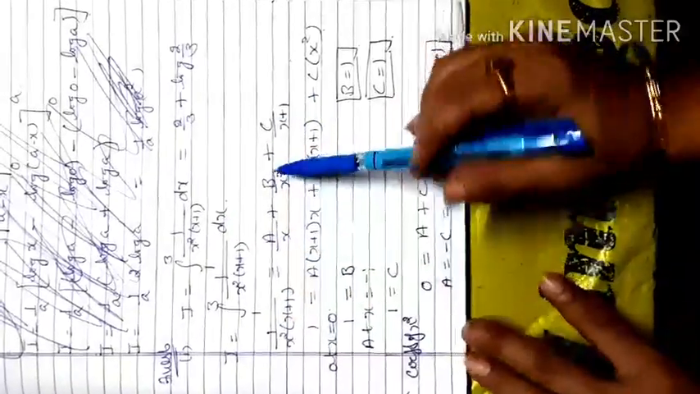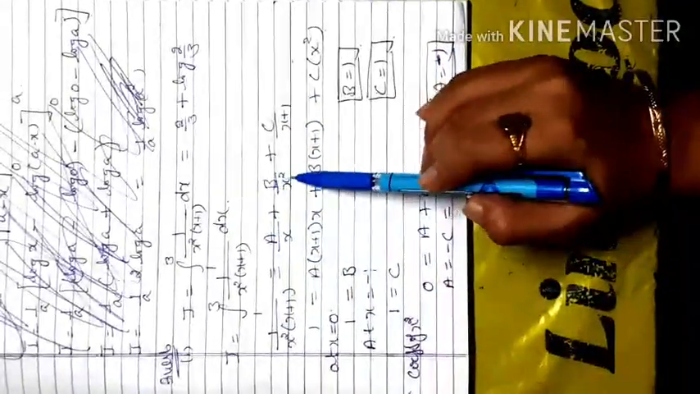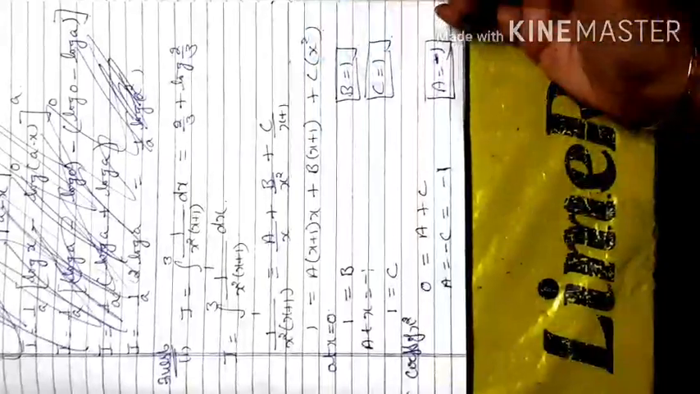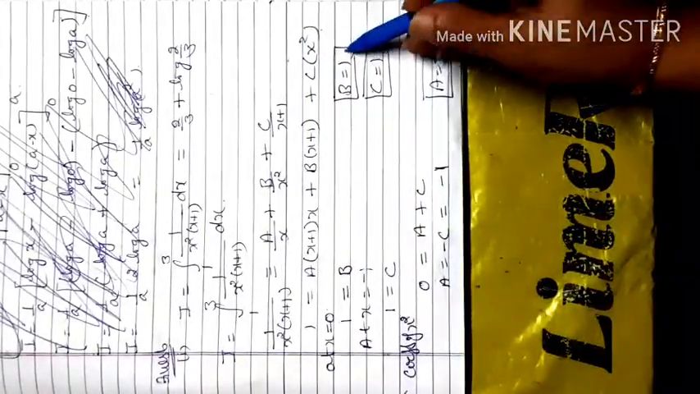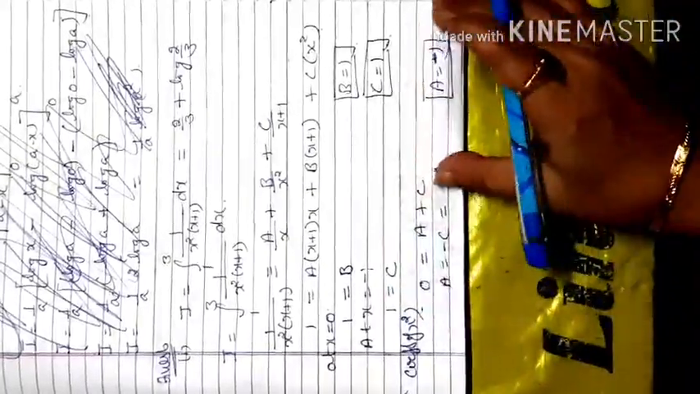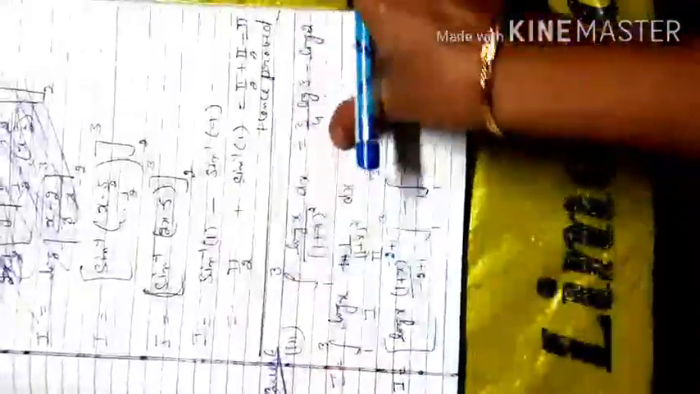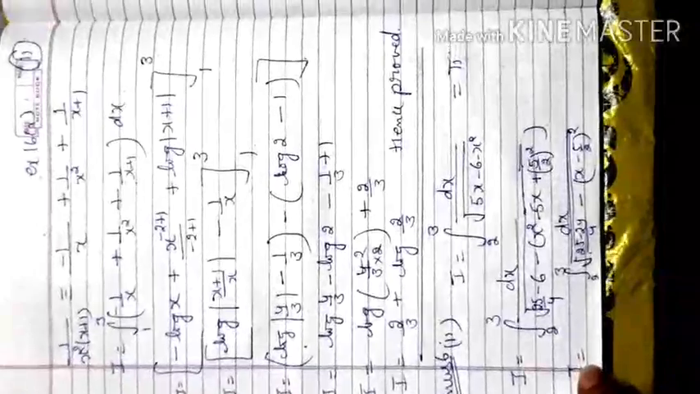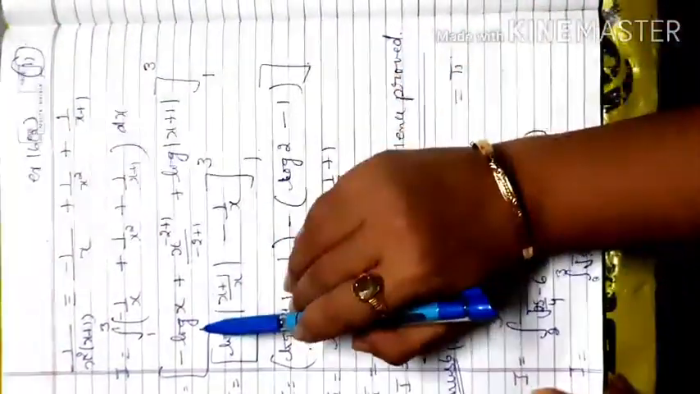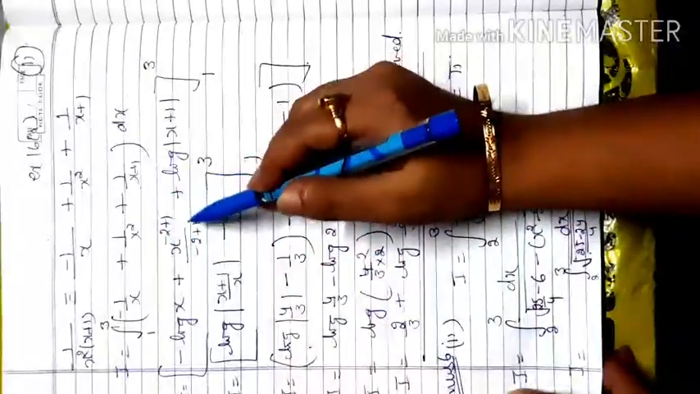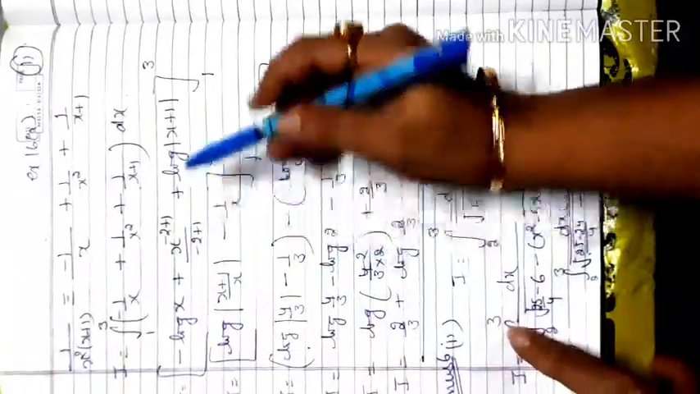When you go with the partial fraction method, a by x plus b by x square plus c by x plus 1, you get the values a equal to minus 1, c equal to 1, and b equal to 1 by the partial fraction method. After applying the values, you will integrate the terms. Integration of minus 1 by x is minus log x, and 1 by x square gives minus 1 upon x, plus the remaining term.